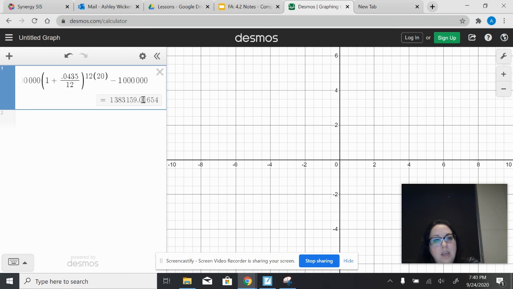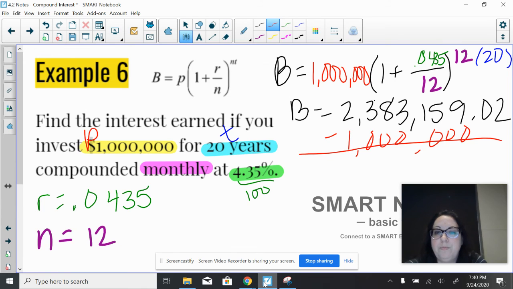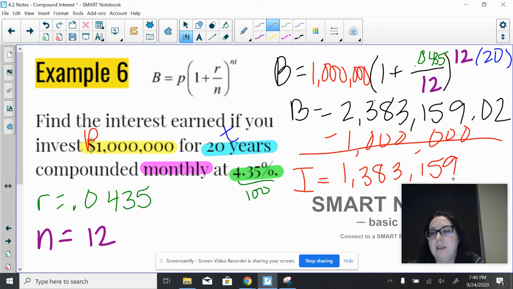So we are getting an interest earned in the amount of $1,383,159.02. I'm going to call this I for interest on this one. Take that account balance, subtract your principal, and you get the interest earned over the 20 years.